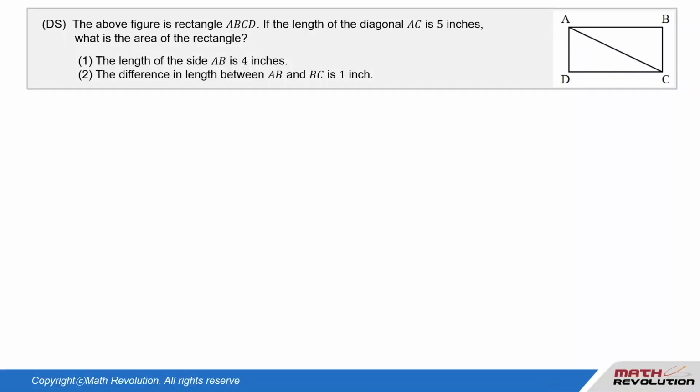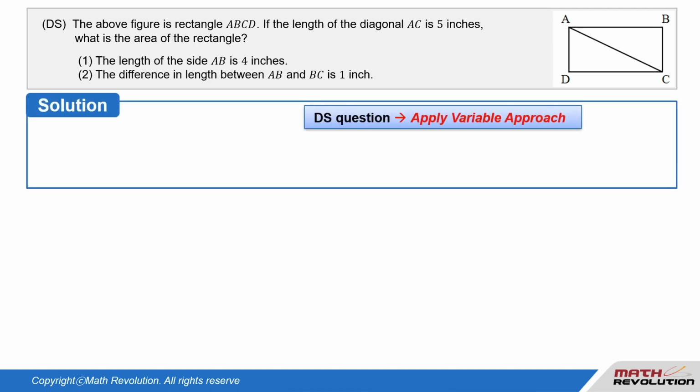DS. The above figure is rectangle ABCD. If the length of the diagonal AC is 5 inches, what is the area of the rectangle? Condition 1. The length of the side AB is 4 inches. Condition 2. The difference in length between AB and BC is 1 inch.